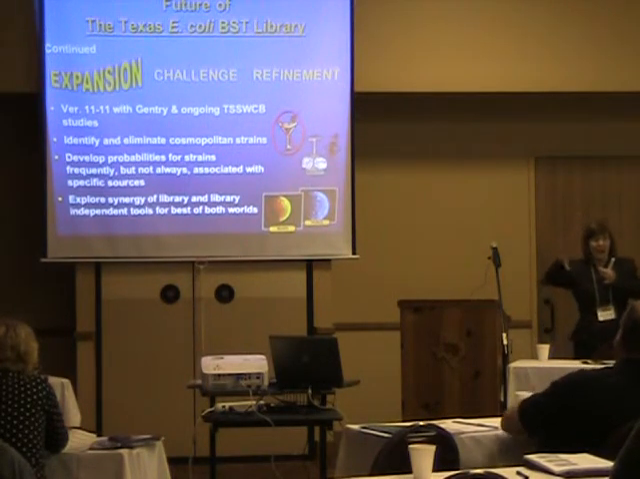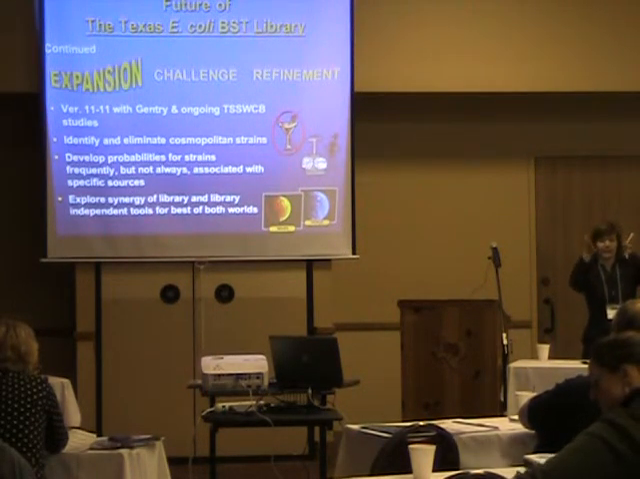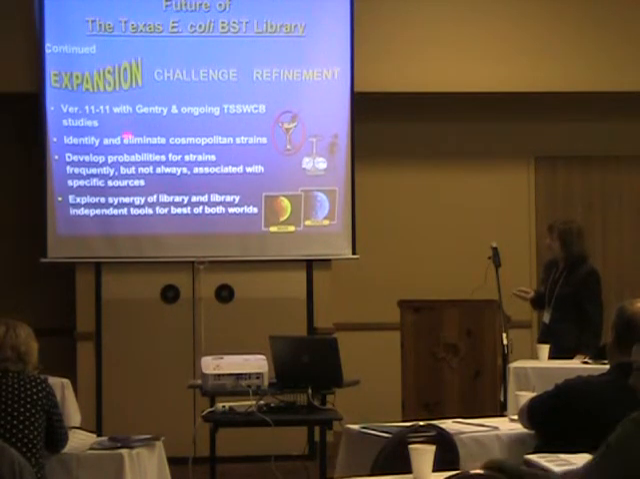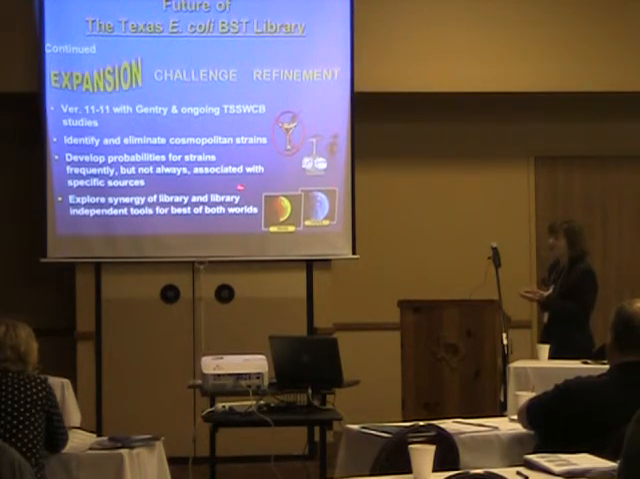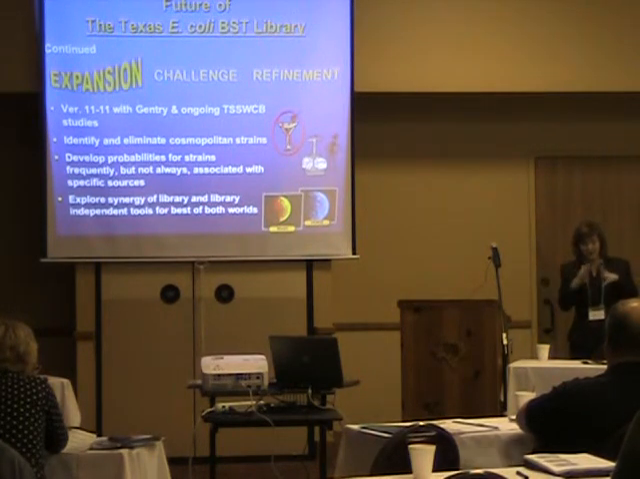So perhaps we'll now have another category for human, livestock, wildlife, unidentified, cosmopolitan. We're working on it. To maybe develop probabilities for strains that are frequently but not always associated with specific sources. And then, of course, we want to explore the synergy of library-dependent and independent tools. So we maybe could use the best of both worlds here. One's not from Mars, one's not from Venus. We can actually work together.